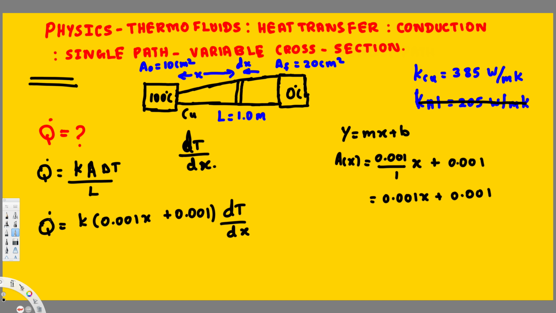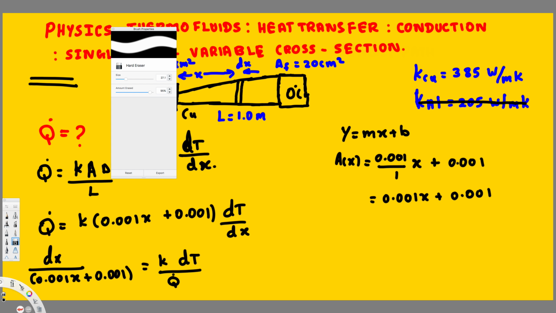Now our purpose is to find Q dot. But before we find this one, let's arrange the like terms on one side. Let's take all the dx, the x values, on one side. So dx over 0.001x plus 0.001 is equivalent to k times dT over Q dot. So here we have to do integration.